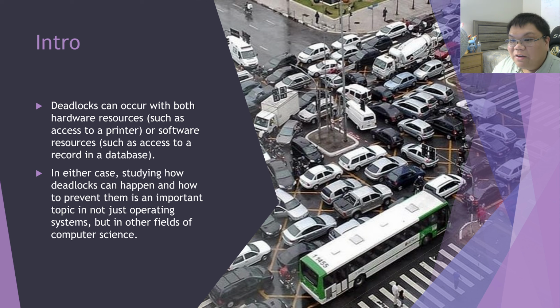Deadlocks can occur with both hardware resources, such as access to a printer, or software resources, such as access to a record in a database. In either case, studying how deadlocks can happen and how to prevent them is an important topic in not just operating systems, but in other fields of computer science. And even more so in real life, where if you have a poorly programmed traffic light, you can have this happening.